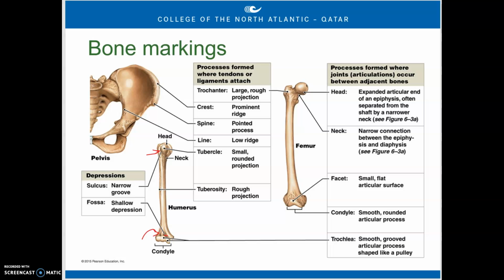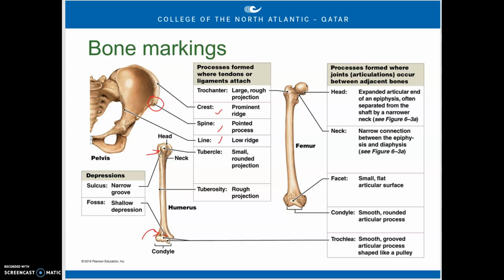All right. So if we look at these three right here, the crest, the spine, and the line, these are all going to be ridges or elevated parts of bone, and they're going to be subtly different. So a crest is a prominent ridge, so something that stands up quite remarkably. A spine is going to be a pointed process, and you can see the spine right here is going to be at the end of the hip bone, and that's going to be quite pointed, and you can actually feel that if you put your thumb on your hip. A line is going to be a lower ridge, so it's not quite as big as a crest, it's less pronounced. All right, and these are all places where we'll have attachments of ligaments or tendons.